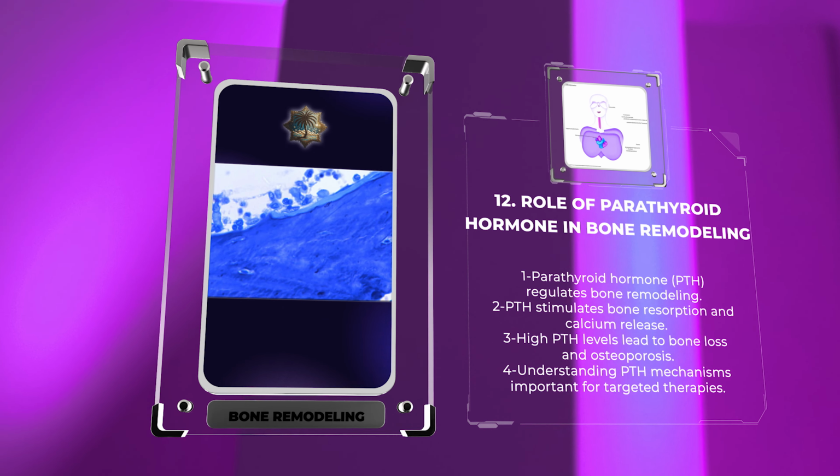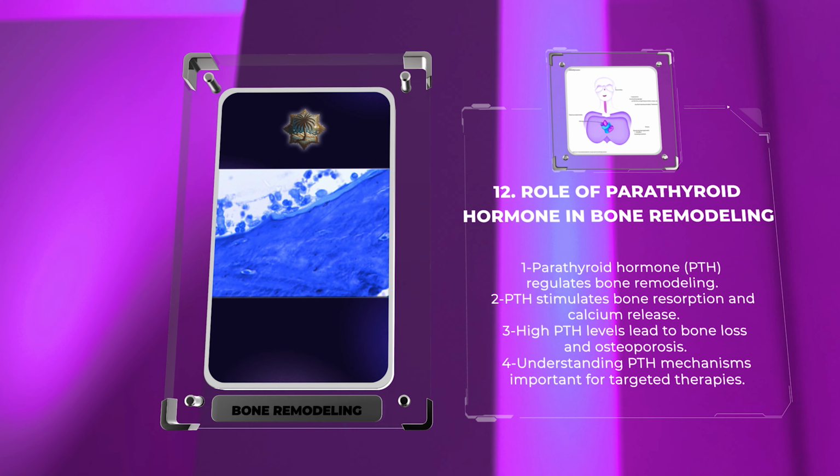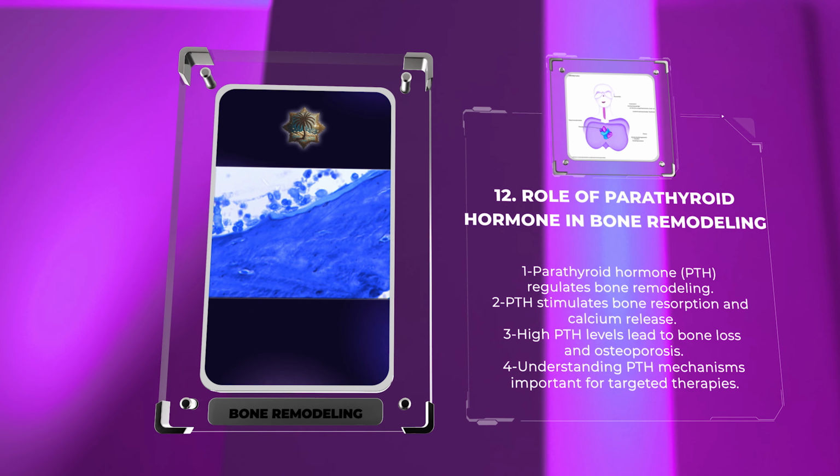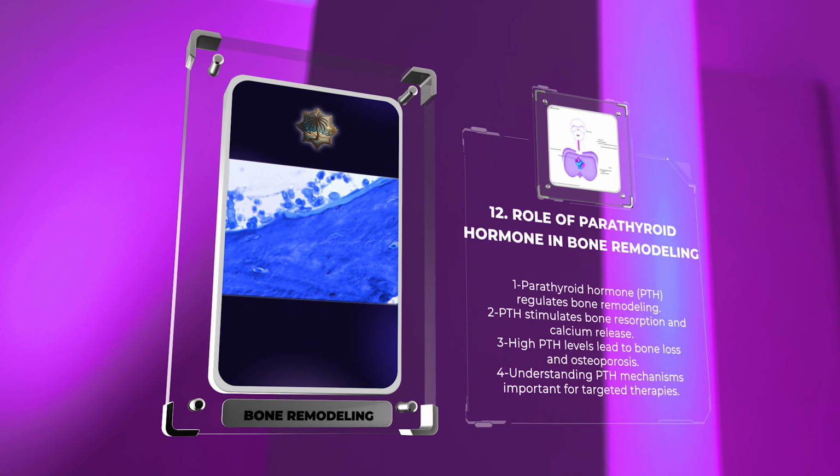Parathyroid hormone, PTH, regulates bone remodeling by stimulating bone resorption and maintaining calcium levels. PTH acts on osteoblasts and osteocytes, promoting bone resorption and calcium release from bones. Prolonged exposure to high PTH levels leads to bone loss and osteoporosis. Knowledge of PTH mechanisms helps develop targeted therapies.